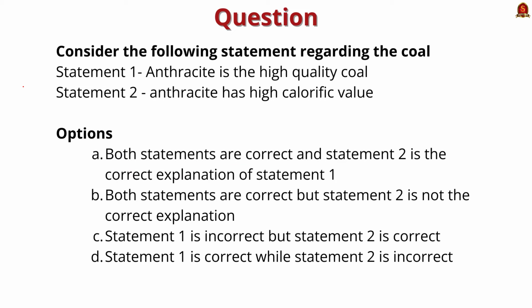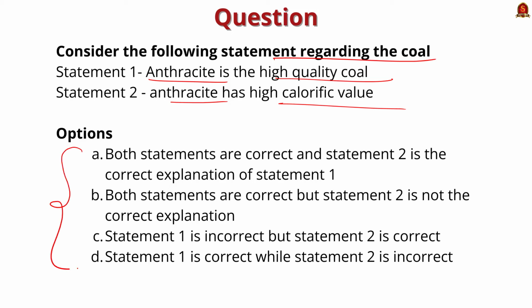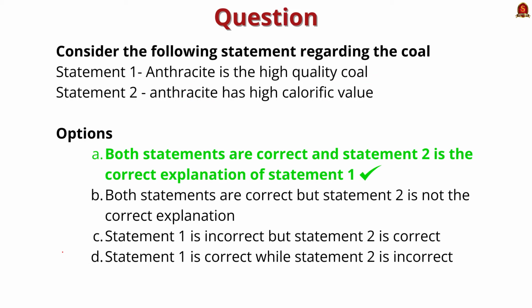Consider the following statements regarding coal. Statement 1: Anthracite is a high quality coal. Statement 2: Anthracite has a high calorific value. Option A: Both statements are correct and statement 2 is the correct explanation of statement 1. Option B: Both statements are correct but statement 2 is not a correct explanation. Option C: Statement 1 is incorrect but statement 2 is correct. Option D: Statement 1 is correct while statement 2 is incorrect. So the correct answer for this question is option A, because anthracite has a high calorific value and so it is regarded as a high quality coal.